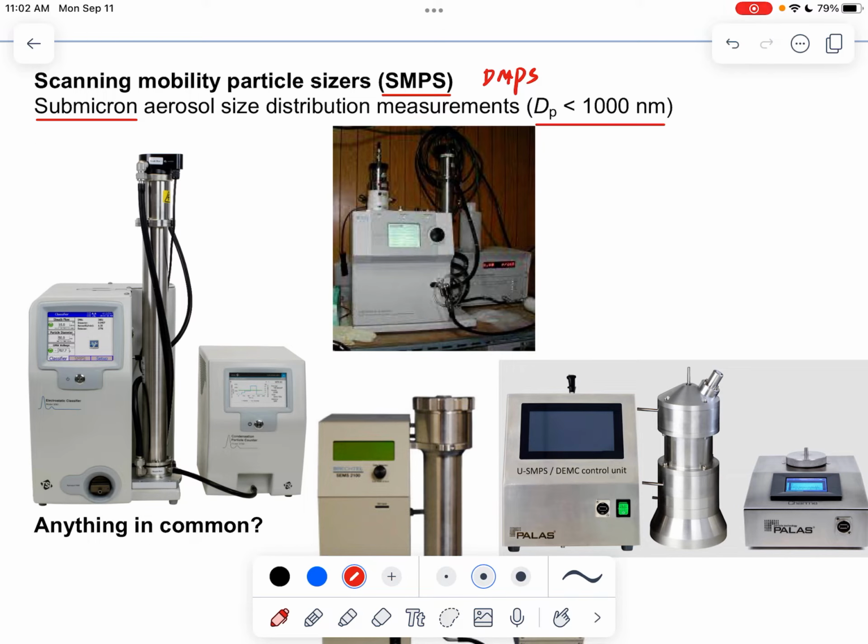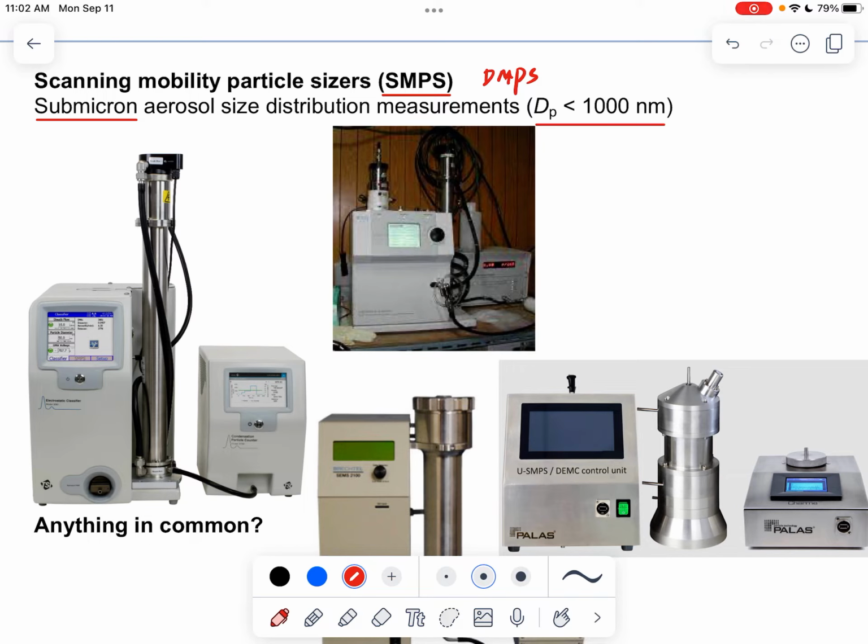So basically, the SMPS system is composed of an electrostatic classifier, which people also call the EC, plus a differential mobility analyzer, which people call the DMA, plus a CPC. Okay, so the SMPS is composed of these three parts. In this class we're going to talk about the EC and DMA, especially the DMA. The DMA is used for selecting particles of different sizes.